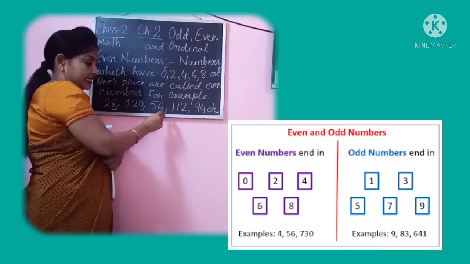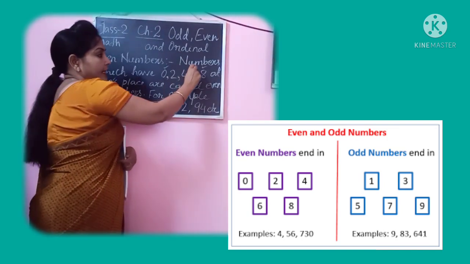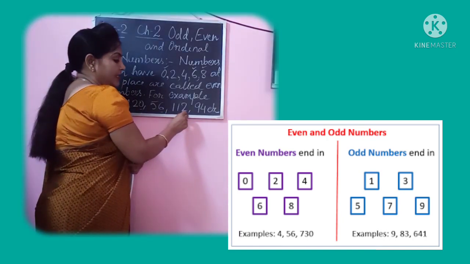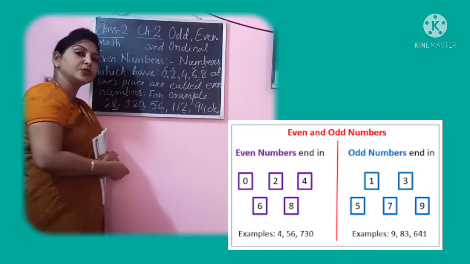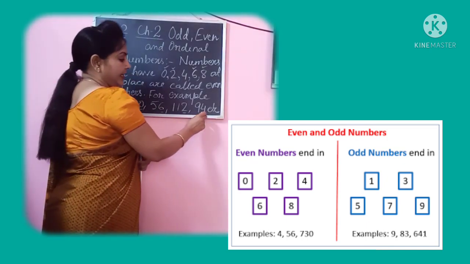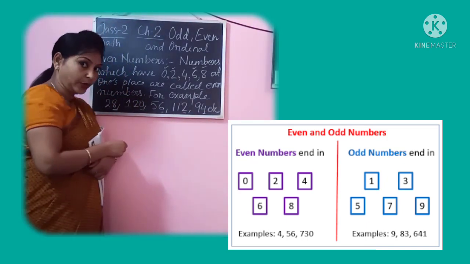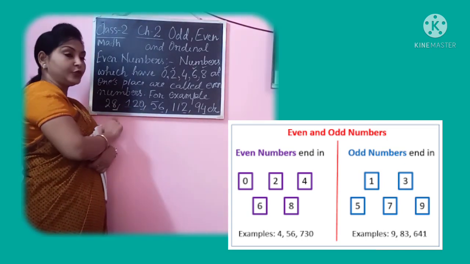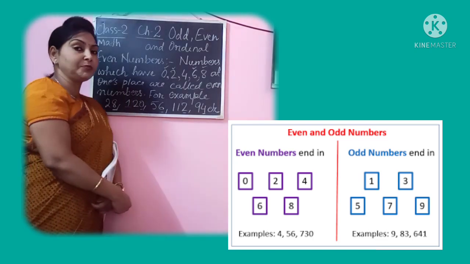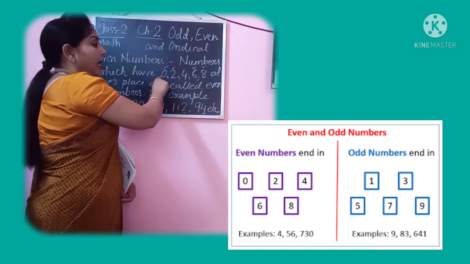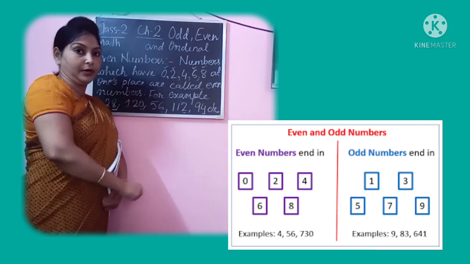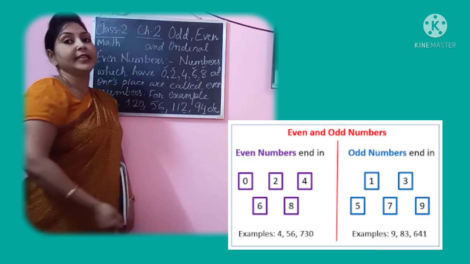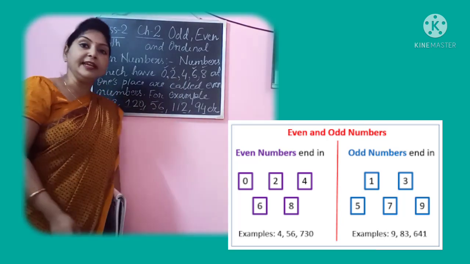Next number is 56. In the ones place 6 is there. This is also an even number. Then 112. In the ones place 2 is there. This is also an even number. And the last one, 94. In the ones place 4 is there. Always check the ones place value. When you check the ones place value and if it has either of these numbers, 0, 2, 4, 6, 8, that number will be called an even number.